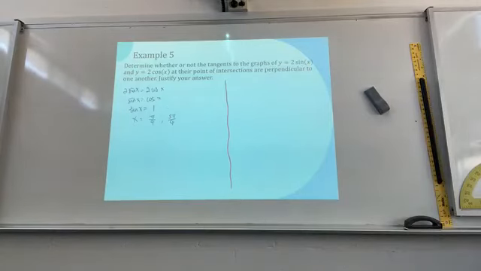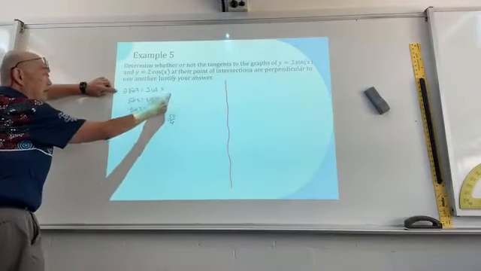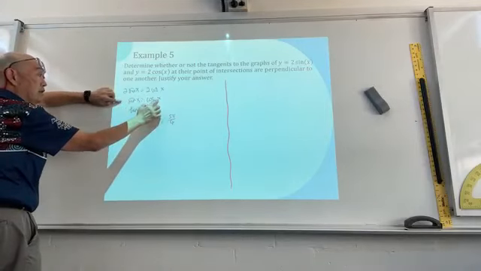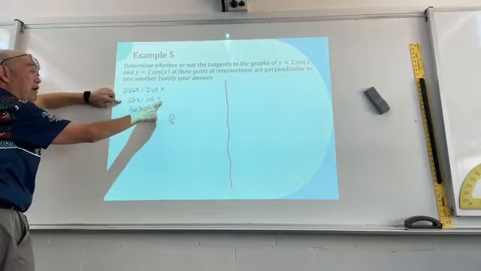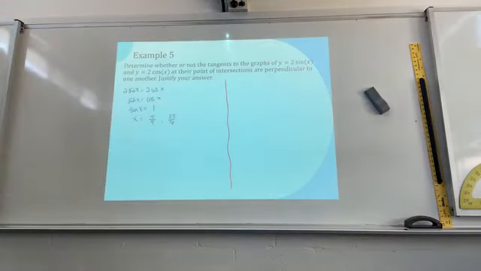Because you've got two functions, you equate the two functions. So 2 sine x equals 2 cos x. Divide both sides by 2. So you got sine x equals cos x, and then divide both sides by cos x. You got tan x equals to 1. So therefore x equals to pi over 4 and 5 pi over 4.